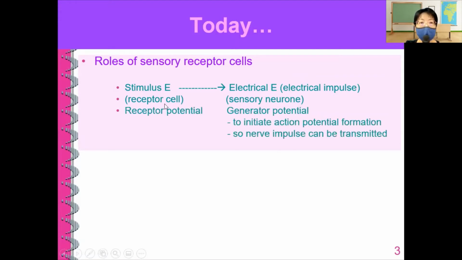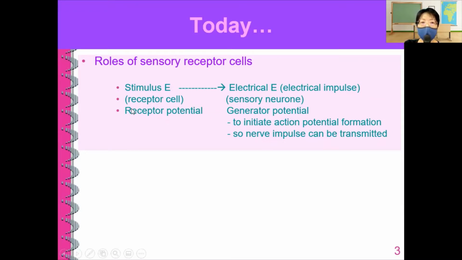So in the receptor cell, when the receptor cell receives a stimulus, its membrane will depolarize. Even though it may not be a neuron, its membrane will depolarize. So after the stimulus, the membrane depolarizes, and the membrane will have a membrane potential, right? That membrane potential, when the receptor cell depolarizes, is called the receptor potential. It means the membrane potential of the receptor.